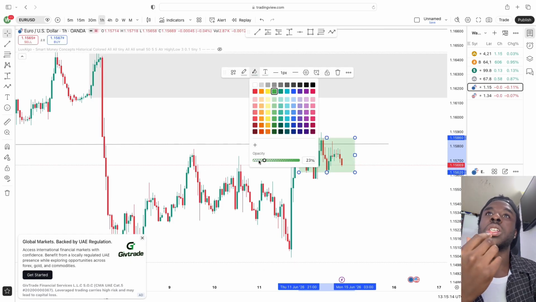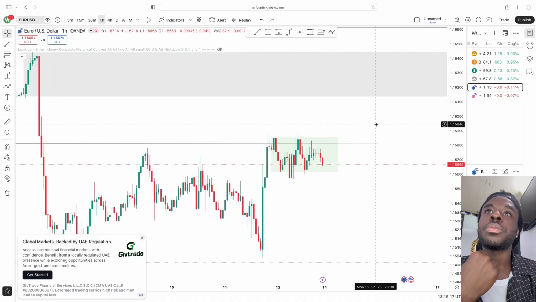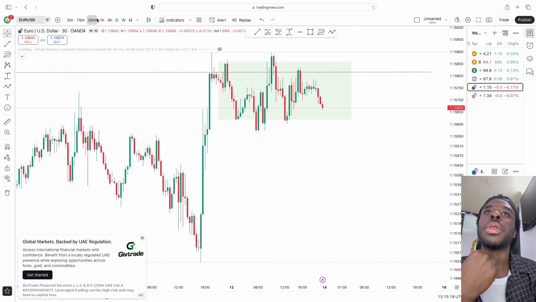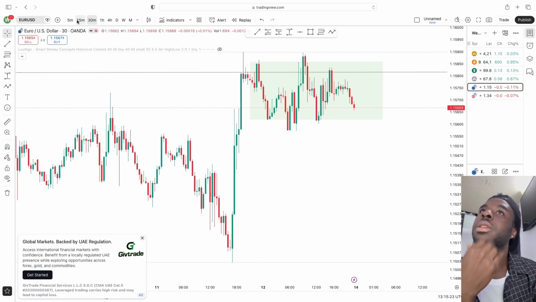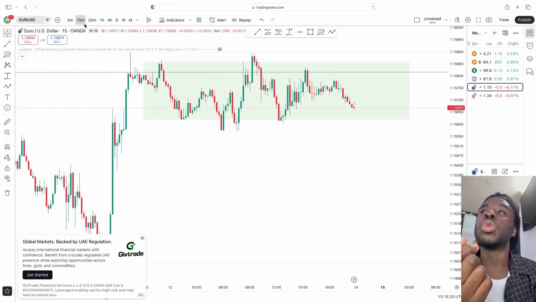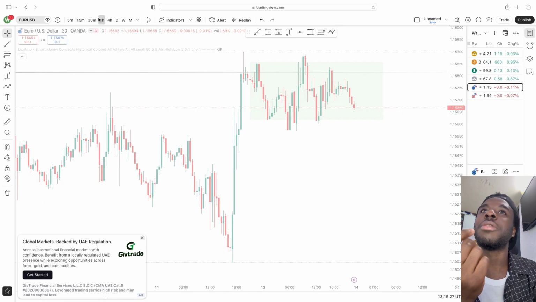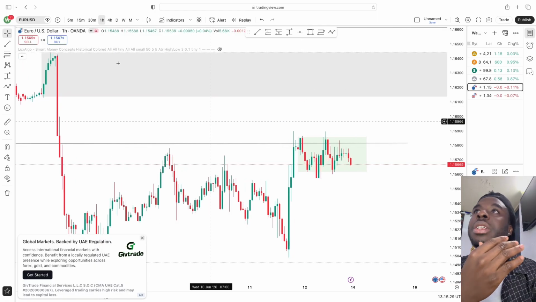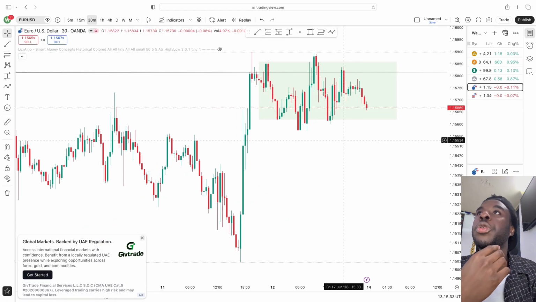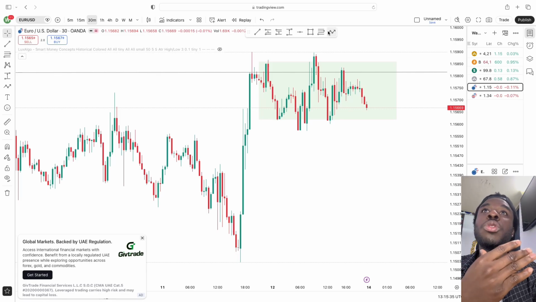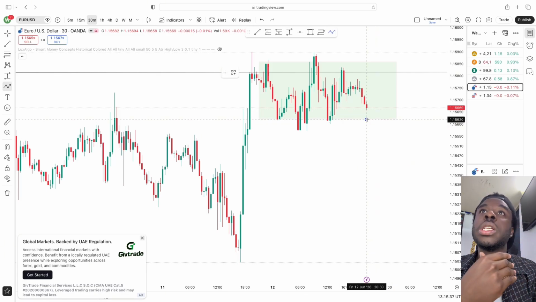We've marked the consolidation that's happening right now, and we want to scale to the 30 minutes time frame. It's still doing the same thing. 30 minutes is still doing the same thing. So now we are not even having any clear movement. 30 minutes, 15 minutes, 1 hour is doing the same thing. So what do we want to do, or what do we want to wait for? For now, we have to wait because we don't want to trade in consolidation zones.